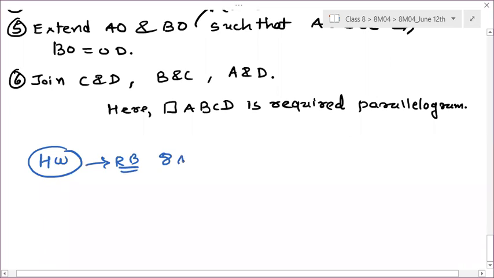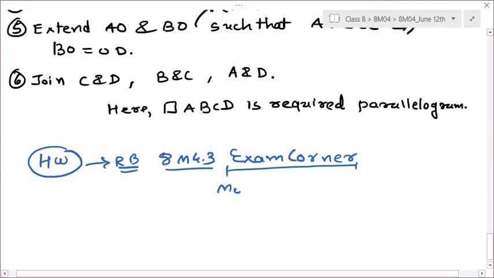try all questions of ATEM 4.3 exam corner. Okay, try all questions of ATEM 4.3 exam corner. Is it clear now? Right. So on Monday we will have a test discussion session, and on Wednesday we will have your doubt solving of ATEM 4.3. Is it clear? Okay. So you will get your answer sheets by Sunday and one Google form.